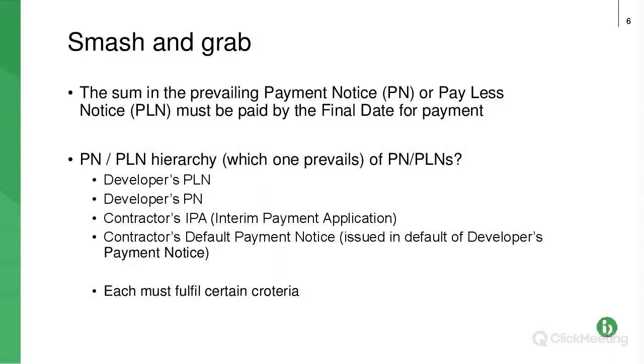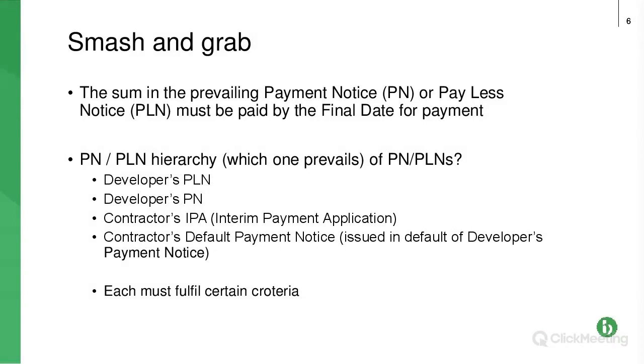Last one in the hierarchy is what's called the contractor's default payment notice. We'll look at that in a bit more detail, but it's effectively where you omit, forget, whatever, to submit your interim payment application, you get a second bite of the cherry. Now, that final bullet point is really important, even though the wording's very benign. Each must fulfill certain criteria.